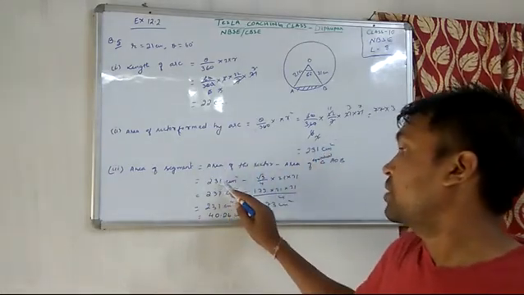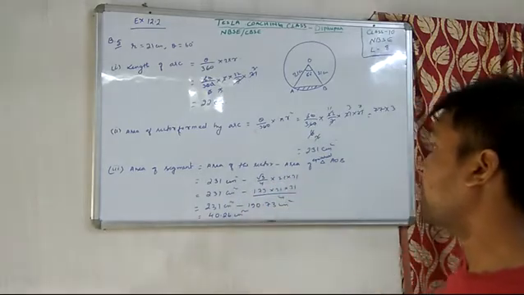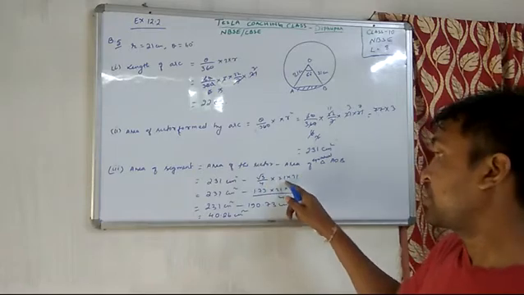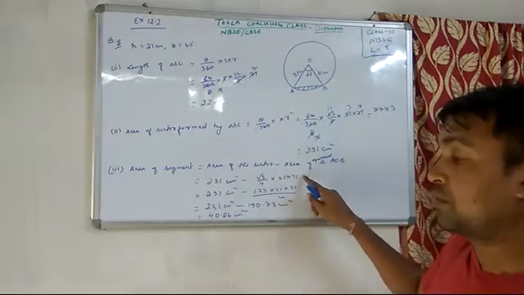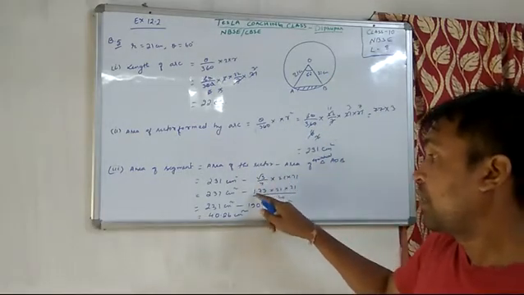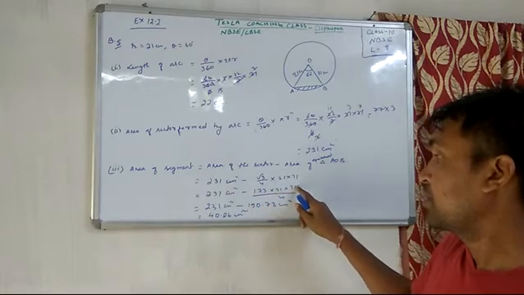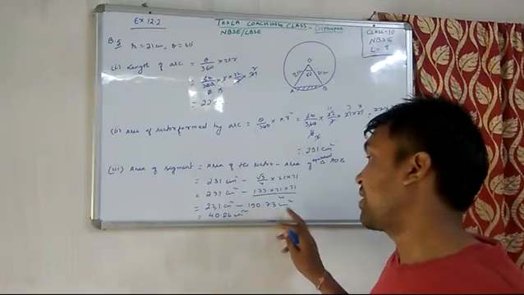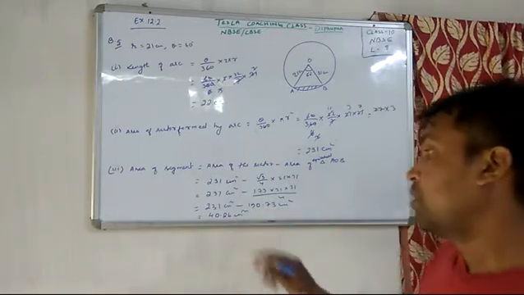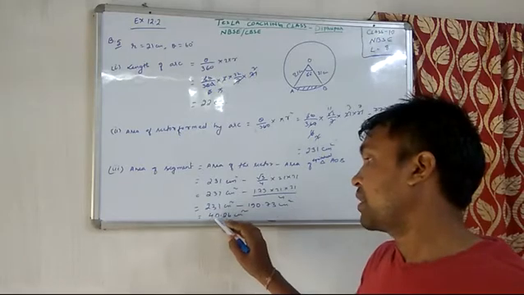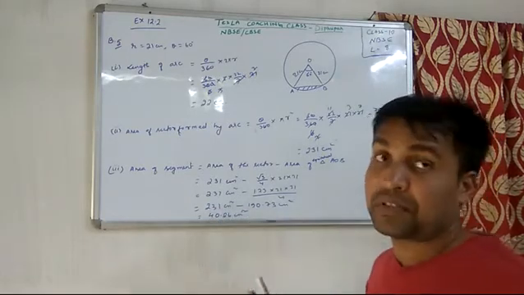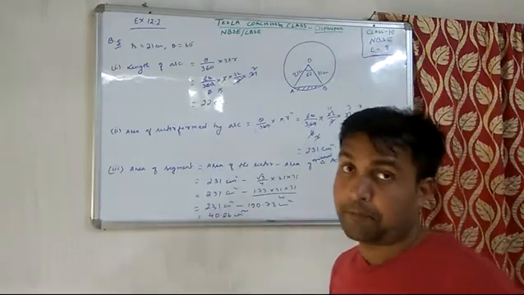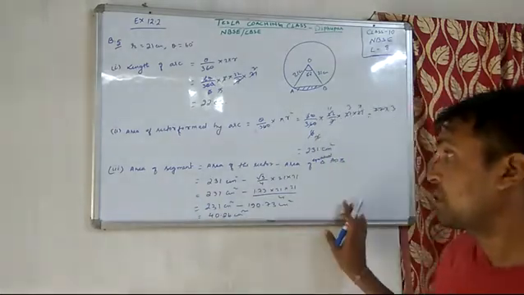So we have written 231 centimeter square minus the area of the equilateral triangle. The formula is root 3 by 4 side square. The side is 21, so 21 into 21. Root 3 value is 1.73 into 21 into 21 divided by 4. When you divide it, you get 190.73 centimeter square. Now you subtract it, and you get 40.26 centimeter square. This is the area of the segment which we were searching for. Hope you have understood it. This is not difficult at all.